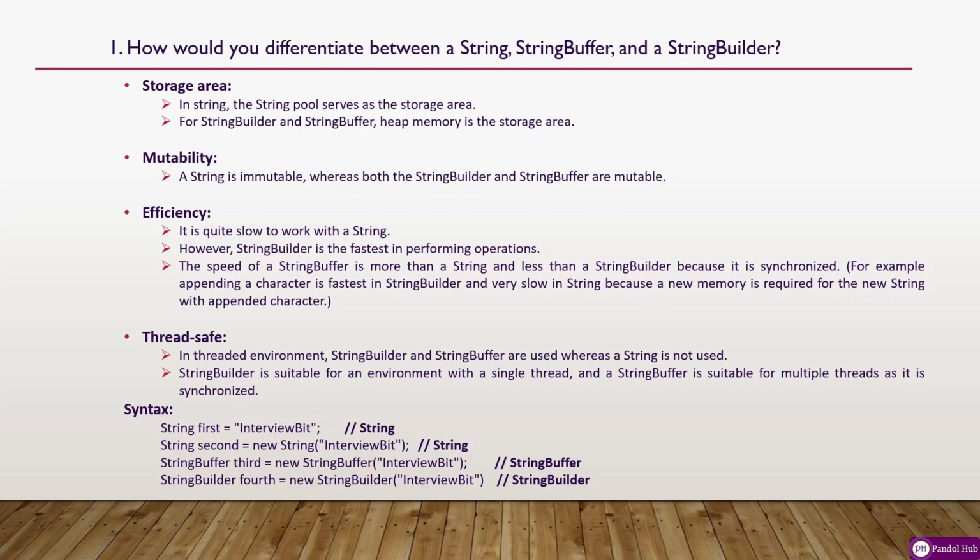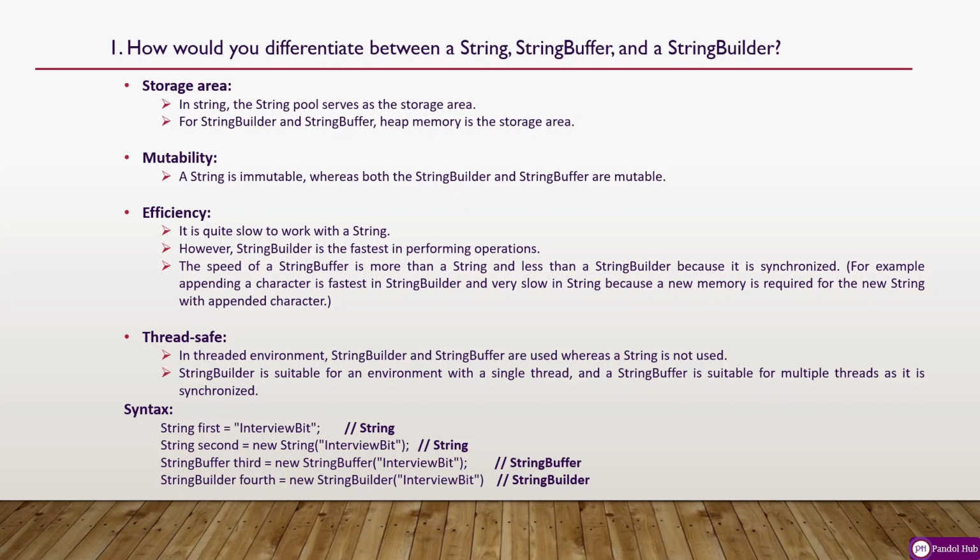We are aware that in Java, the string, the famous keyword, is immutable. Since the string is immutable, we already know that all the strings are stored in the string pool, whereas the string builder and string buffer, which are mutable, get stored in the heap memory. So going on with mutability, a string is immutable, whereas both the string builder and string buffer are mutable. As I already mentioned, this we all know.